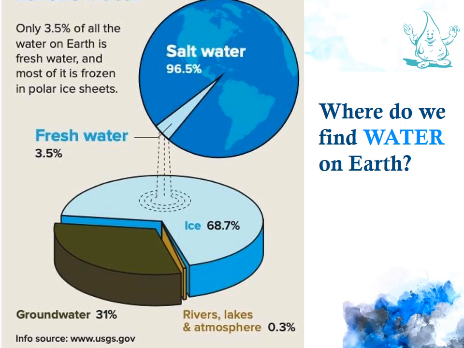Out of this, 2% of the fresh water is locked in ice caps and the remaining is stored underground as groundwater. Only 0.3% of the fresh water is found in rivers, ponds and lakes. And this is how water is distributed on Earth, where fresh water available for use is less than 1%.